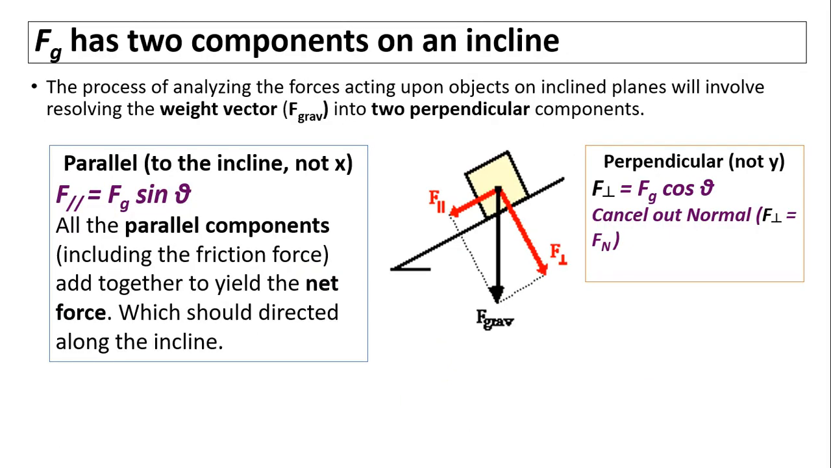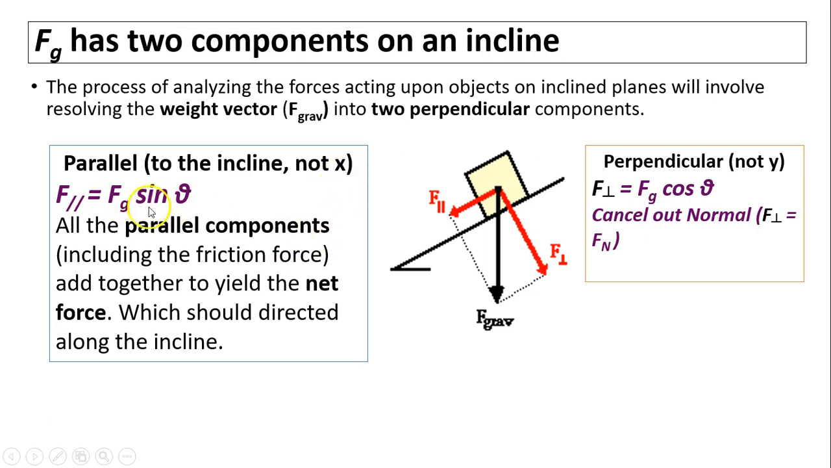Now, Fg, or weight, or gravity, we have both names, has two components on the incline. The process of analyzing the forces acting upon objects on an inclined plane will involve resolving the weight vector or gravity into two perpendicular components. One is parallel to the incline. People get confused with the x-axis. This is not the x-axis. This is the direction that's parallel to the incline.